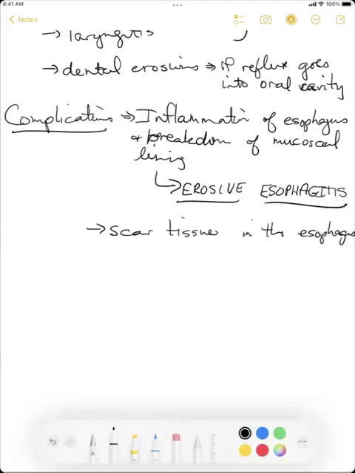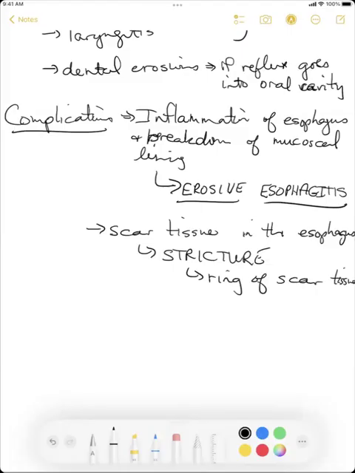And someone could get scar tissue in the esophagus, and we call this a stricture, specifically an esophageal stricture. This is a ring of scar tissue. People may feel like food is getting stuck because it can't get through the opening of the esophagus, the lumen of the esophagus, because it's more narrowed.